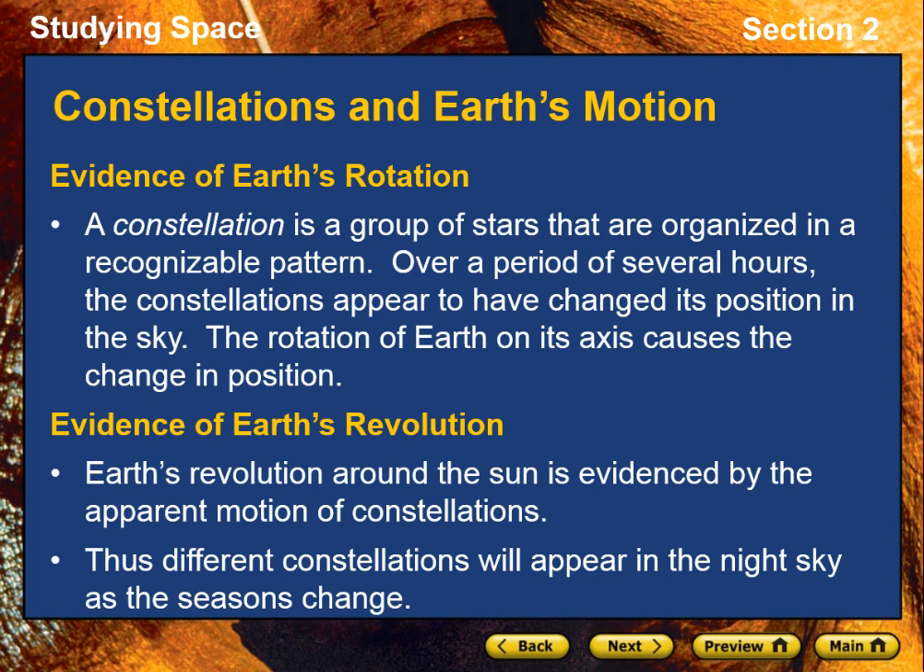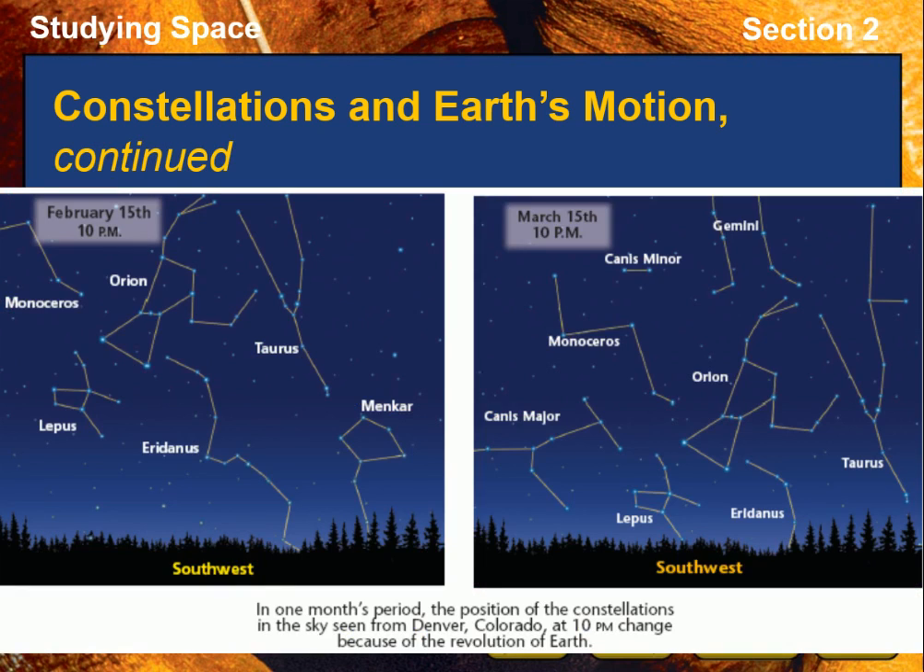Evidence of Earth's revolution. A constellation's position in the evening sky will change not only because of Earth's rotation, but also because of the Earth's revolution around the Sun. Over a period of several weeks, at the same time of the evening, a constellation's position will appear to change, as is shown on the screen now.